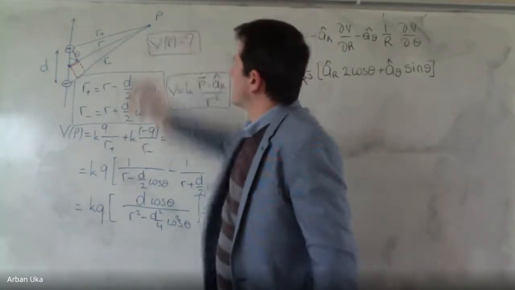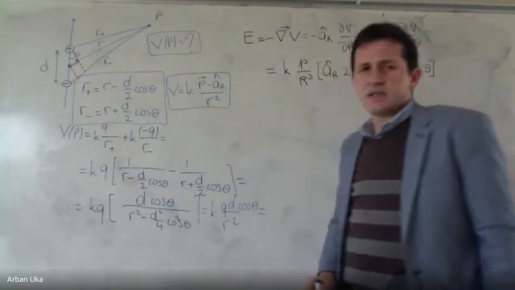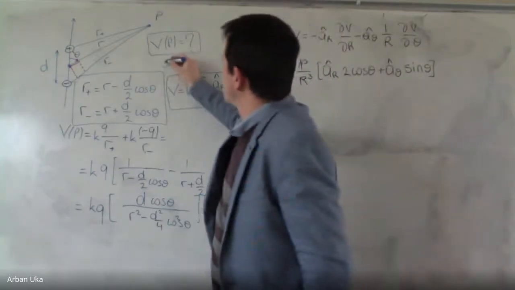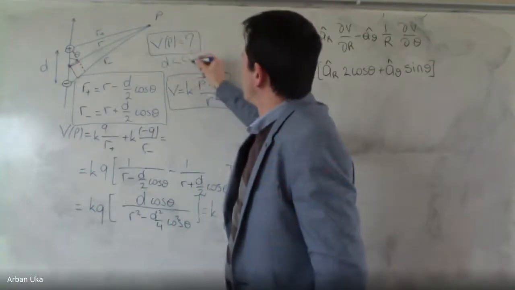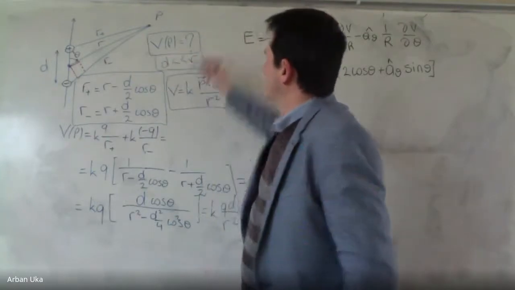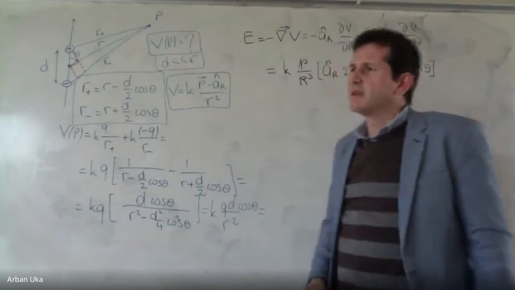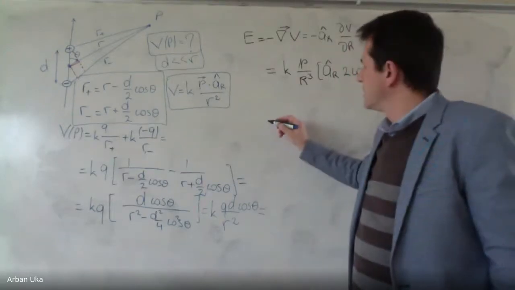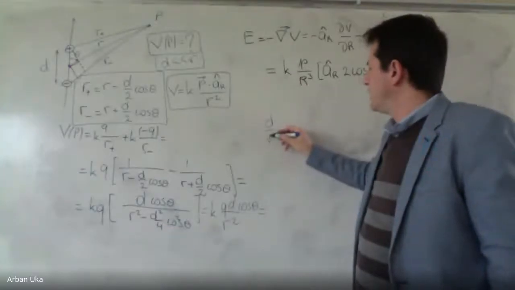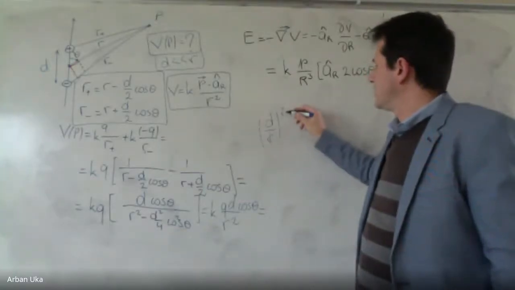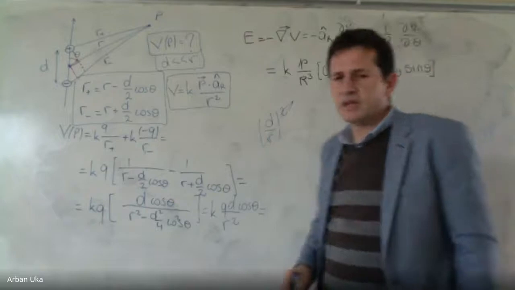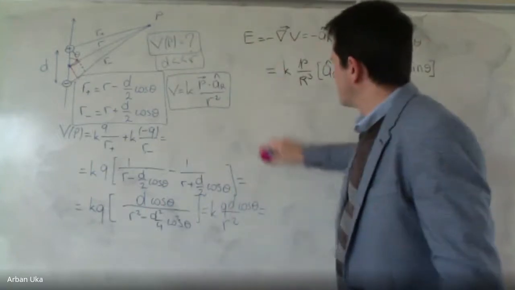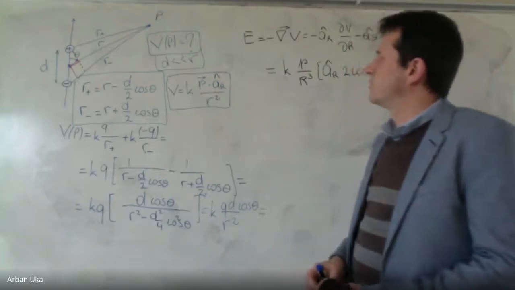One thing that we assume here is that this dipole is so small that the distance d is much smaller than r. So any term that is d over r squared is to be neglected. This is what we mean by d being infinitesimally small with respect to r.